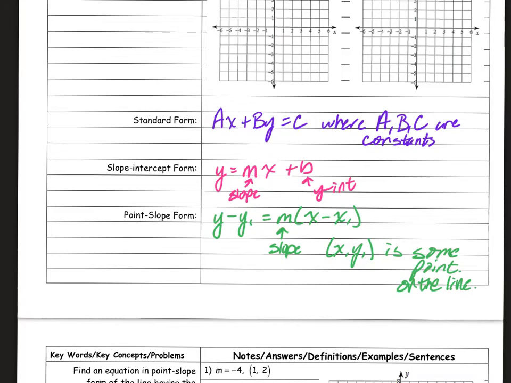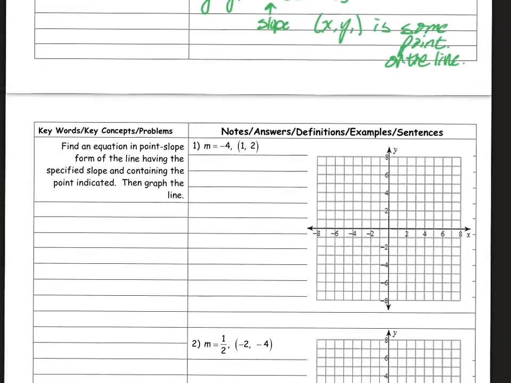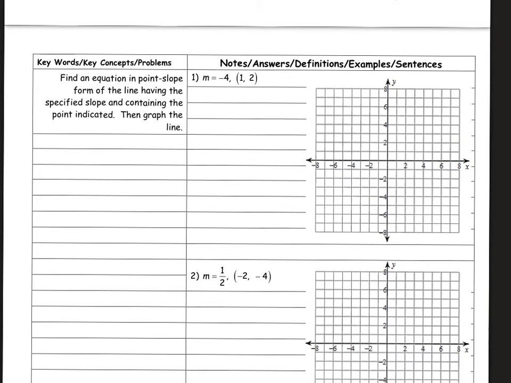Okay, so now we're going to go to our first problem. And our first problem says find the equation in point slope form of the line having the specified slope and containing the point indicated, then graph the line. Okay, so we're going to write an equation in point slope form. So what is point slope form? Well, point slope form again says y minus y1 equals m times x minus x1.